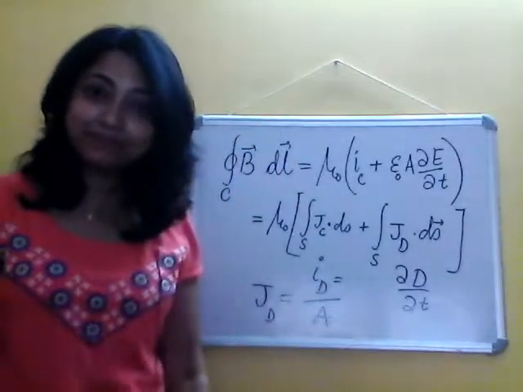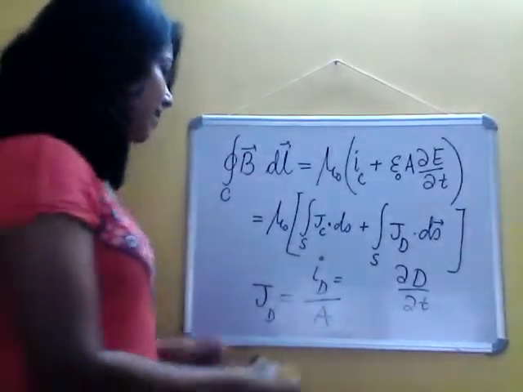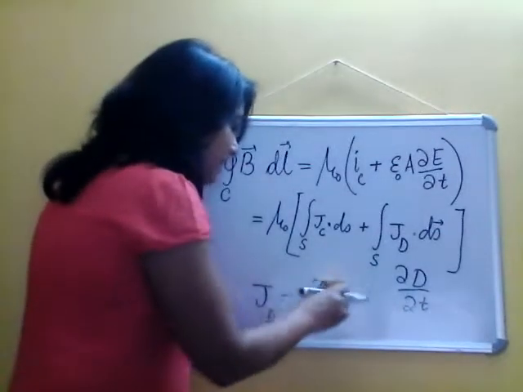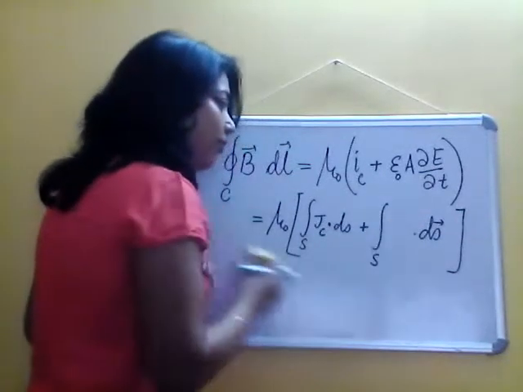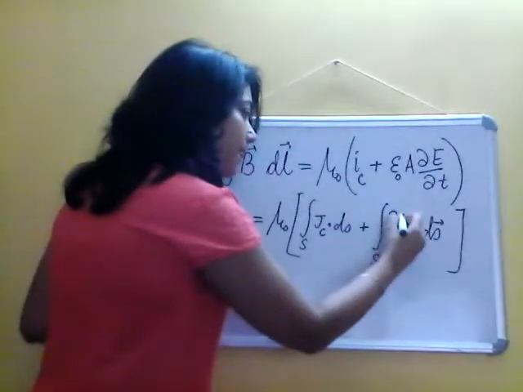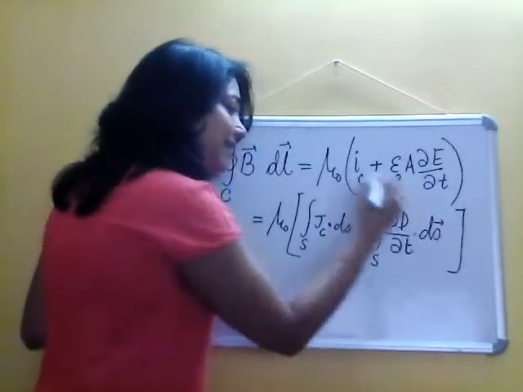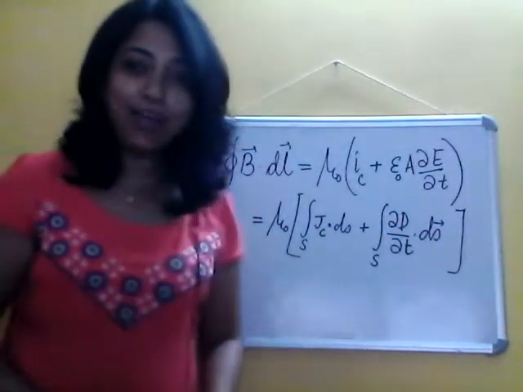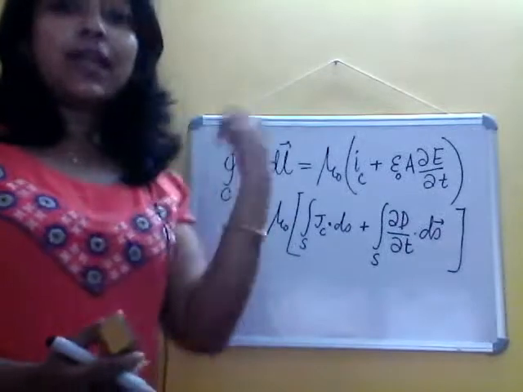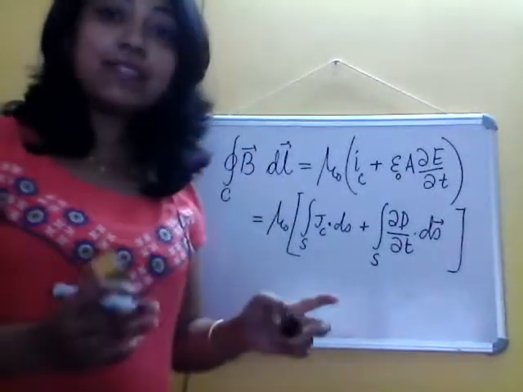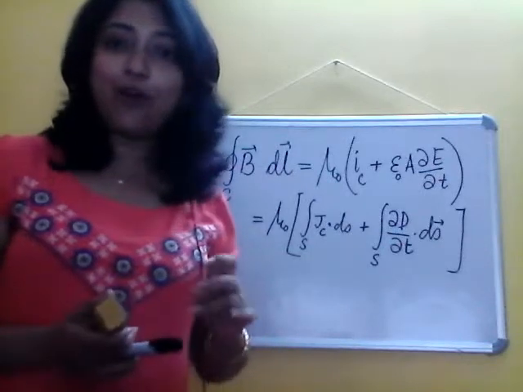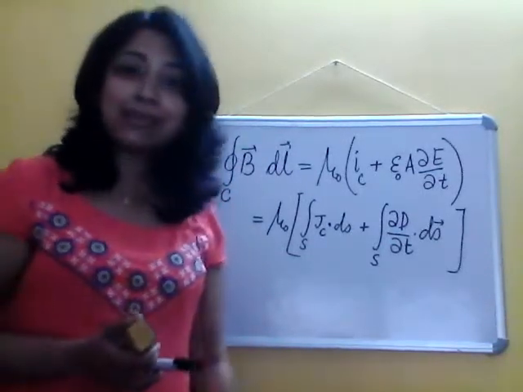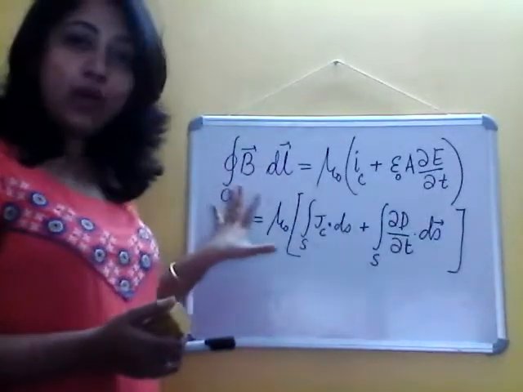Right? Am I right? So from here, what I can take is this value of JD and I can place it over here. Del D, del T. Correct? I hope everybody is with me. So in this scenario, where are we standing? We are standing at the integral form of the fourth Maxwell equation. So let us take a look at this once again.